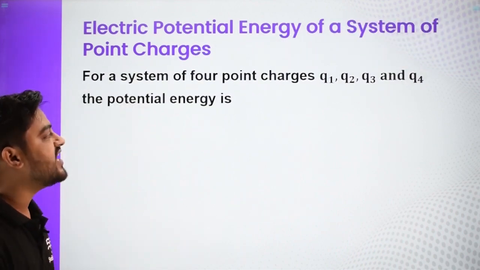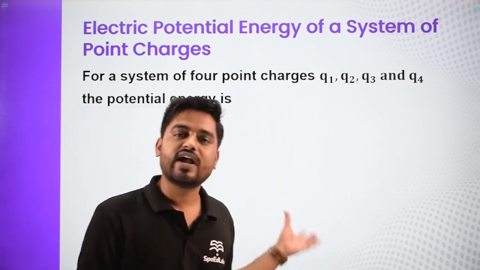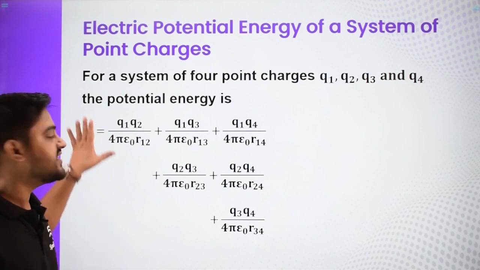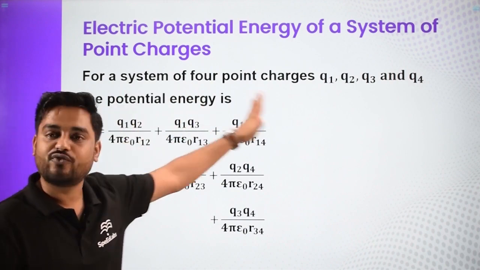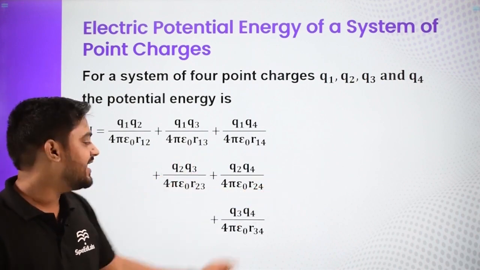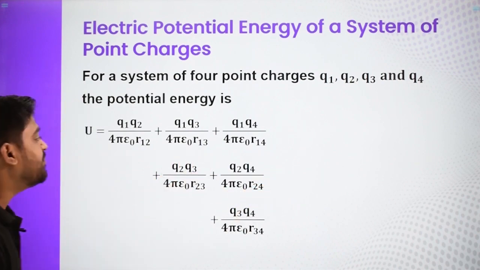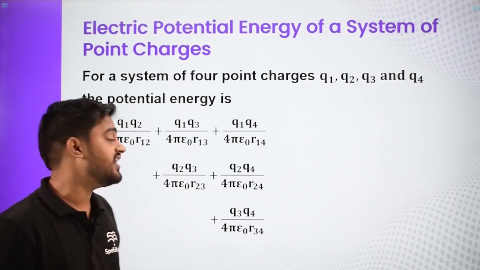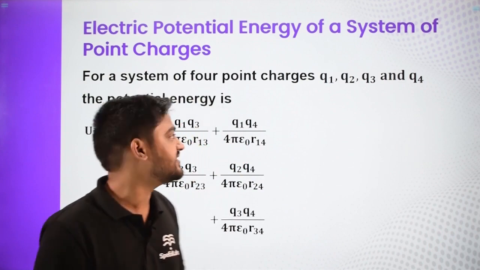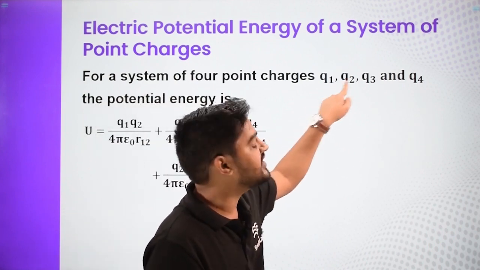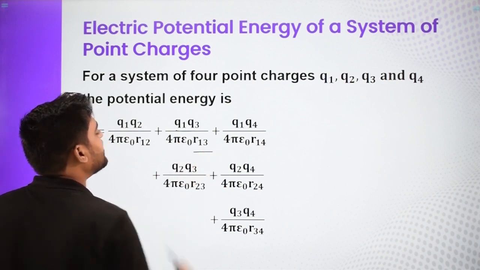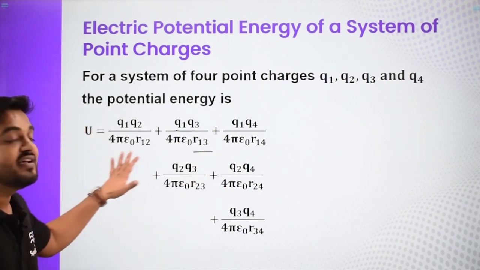Now I want to write it for 4 point charges. I would have to do the entire procedure again, but I can remember it as a pattern. The pattern is, first I take 1 with 2, 3 and 4. Then I take 2 with 3 and 4. Then I take just 3 with 4. So while writing the potential energy for a system of 4 point charges q1, q2, q3 and q4, the distance between any 2 point charges, let's say q1 and q3, is r13, the distance between point charges q1 and q3. So there will be 6 terms.